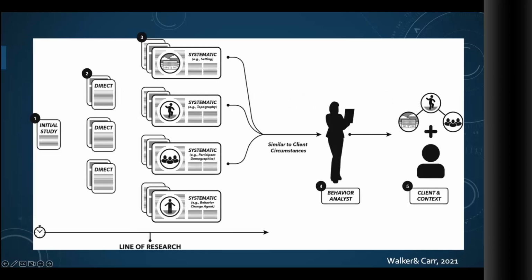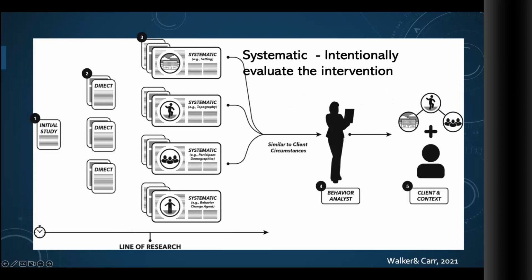So next we have what's called systematic replication. This varies from direct replication because in this case, we're intentionally evaluating the intervention, but we're making tweaks to some of the variables. So you can see here under number 3, we might vary the setting, we might vary the topography, which is basically what the behavior looks like.